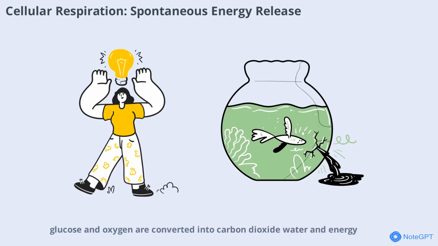Cellular respiration is the opposite of photosynthesis and is a spontaneous process. Here, glucose and oxygen are converted into carbon dioxide, water, and energy. The negative Gibbs free energy change means cells can extract energy from food without needing extra input. This energy powers everything from muscle movement to brain activity, highlighting the importance of Gibbs free energy in biology.